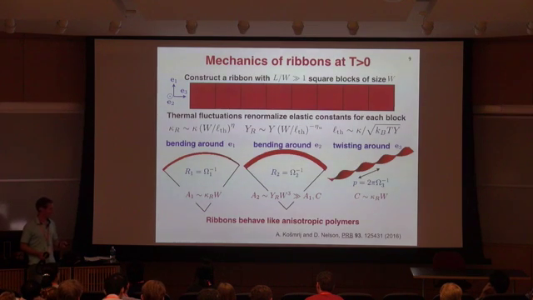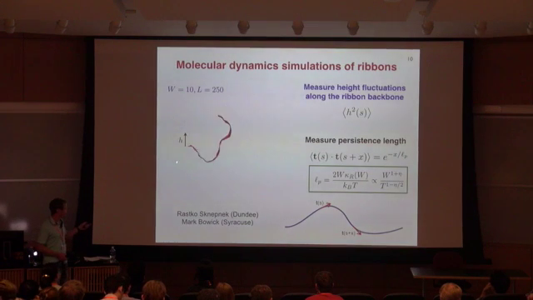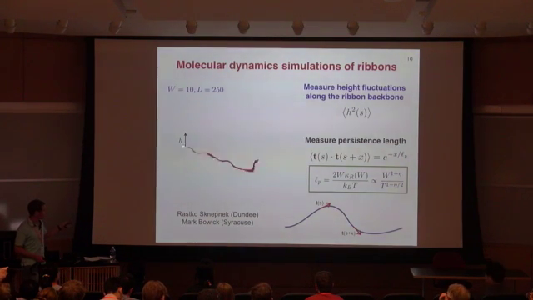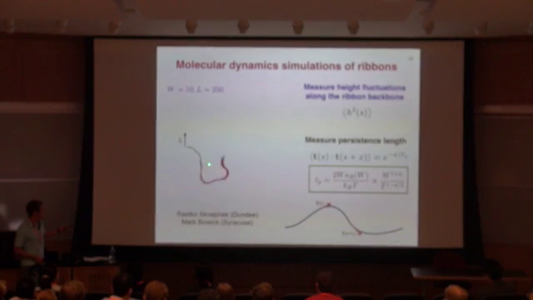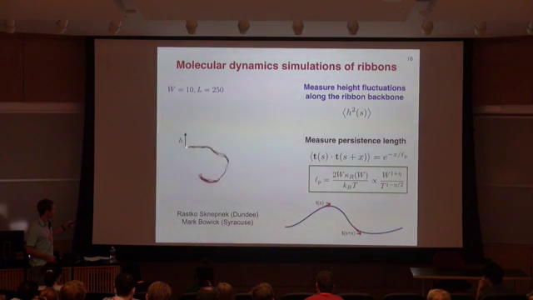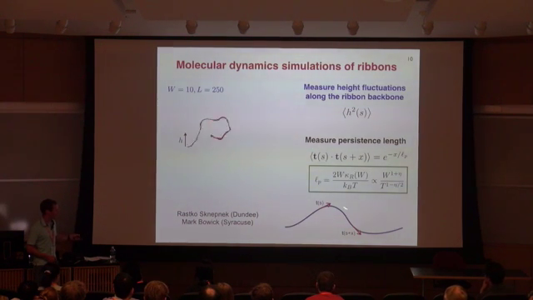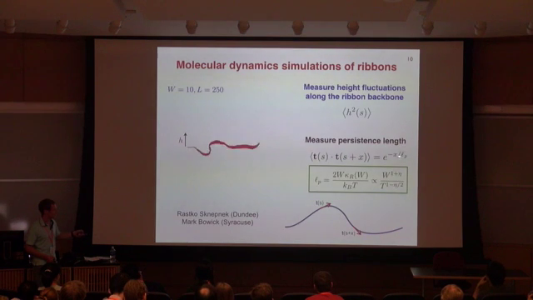In order to test this, we connected with Rastko Sknepnek, who just gave a talk, and Mark Bowick to do some numerical simulations. Here you're seeing some molecular dynamics simulations of these ribbons. We're going to measure two different things. We attach one side, and measure the height fluctuation as a function of distance s along the ribbon backbone. This is one measure. We're also going to measure the effective persistence length by defining local tangents and looking at the correlations between them.